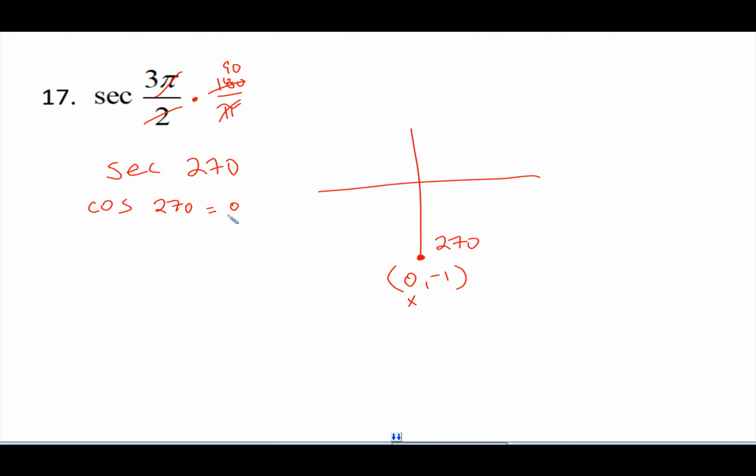0 is the same thing as 0 over 1. If you're finding secant of 270, you're just going to flip this. So that's going to be 1 over 0. Can we divide by 0? No. So we know our answer is going to be undefined.